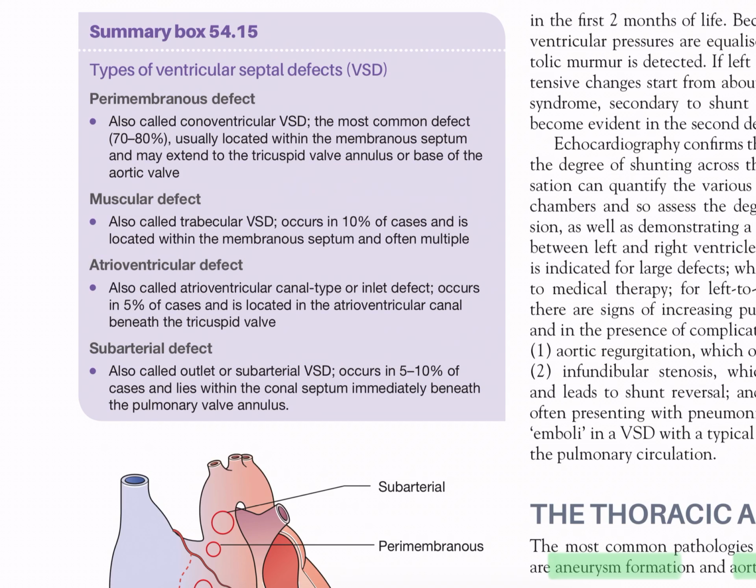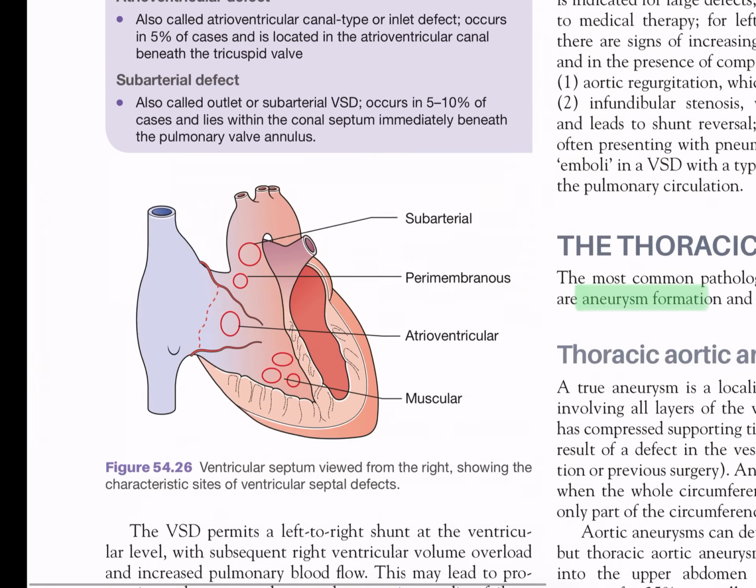Muscular defect, also known as the trabecular VSD, occurs in 10% of cases and is located in the muscular septum and often multiple. Atrioventricular defect, also called the atrioventricular canal type or inlet defect, occurs in 5% of cases and is located in the atrioventricular canal beneath the tricuspid valve. Subarterial defect, also called the outlet or subarterial VSD, occurs in 5 to 10% of cases and lies within the conal septum immediately beneath the pulmonary valve annulus.